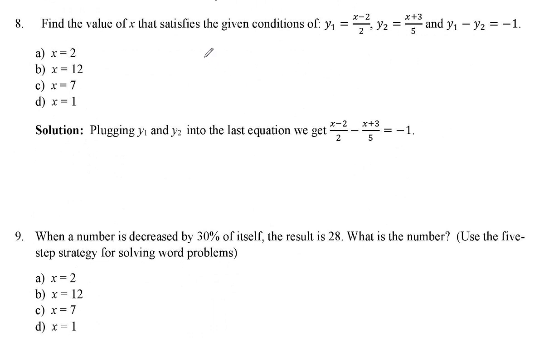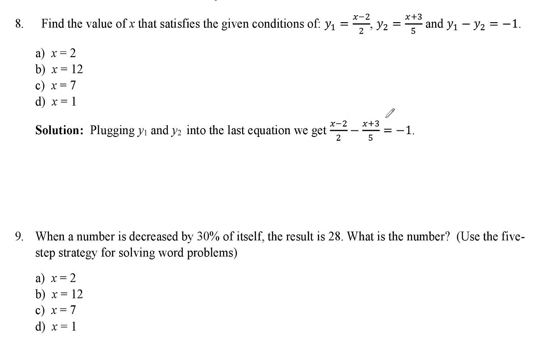And now we're finding the value of x that satisfies the conditions y1 is x minus 2 over 2, y2 is x plus 3 over 5, and then y1 minus y2 is equal to negative 1. So take this expression for y1 and plug in here, and take this expression for y2 and plug it in here. If you do that, you get this equation. So the x minus 2 over 2 here, and then minus the x minus 3 over 5 there.